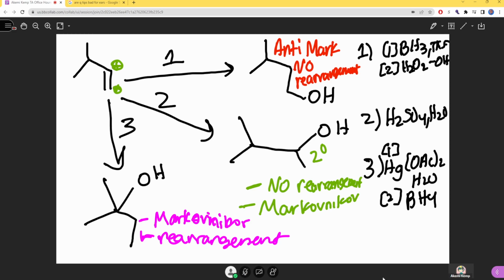So, what do you think we use in pathway 1 to form this product? 1. BH3·THF. Exactly. This is a very well-known reagent to do this sort of addition reaction. Now, what about 2? It is Markovnikov, but there's just no rearrangement.